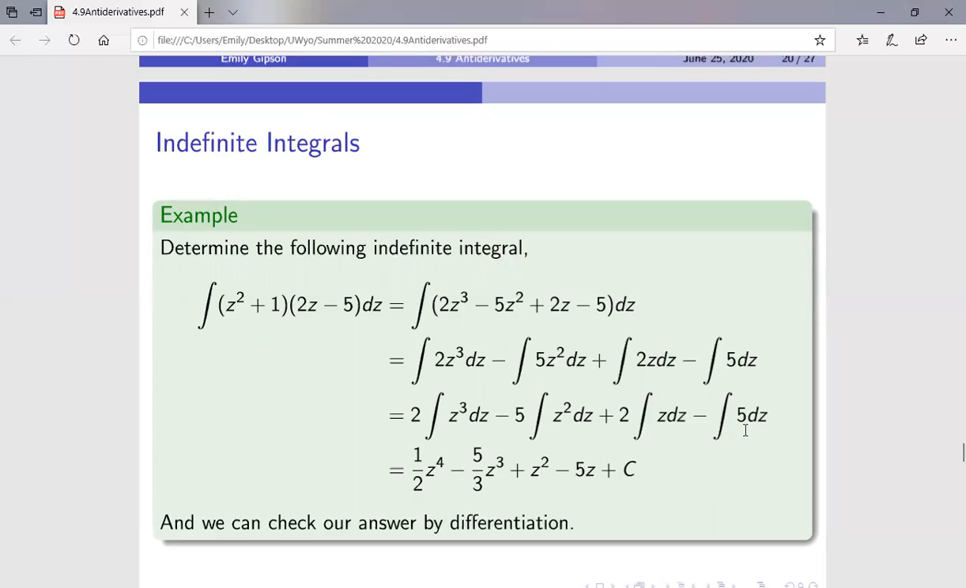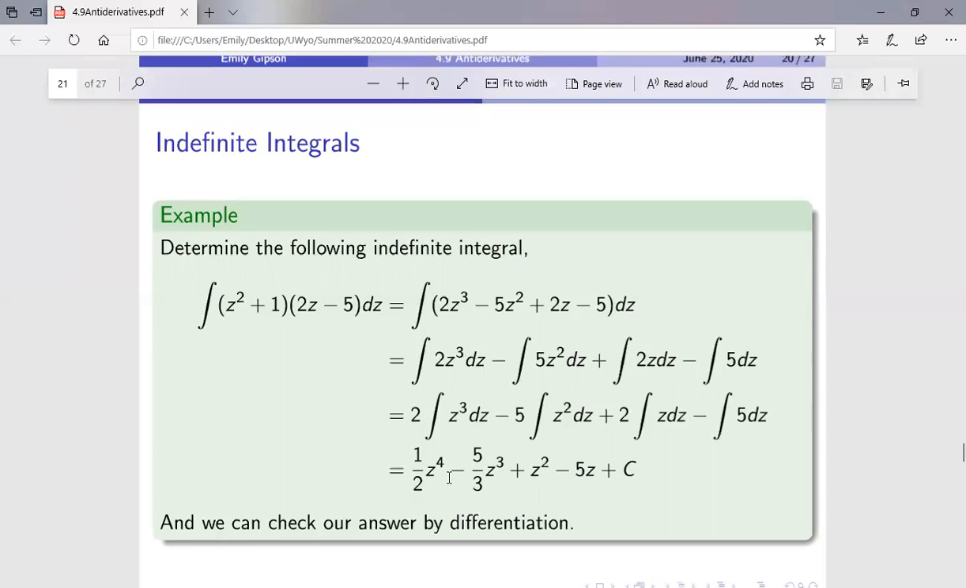And finally, 5. We can think of that as 5 times x to the 0, or 5 times 1. And in that case, we've got 5 divided by 1 times z to the power 1, plus c. And we can check our answer by differentiation. So if I were to take this function that I've written out here, I could always apply differentiation with respect to z, and I'll get out this line right here. And that's pretty neat. You've got a built-in way to check your answers.